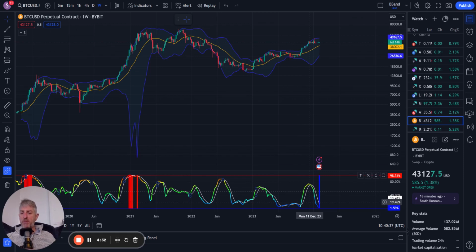The reason I brought it up today is that, as you can see, the BBWP, so the volatility metric, is really low. It hasn't been this low for a while. It was significantly low for a long period back last summer, and it really stayed down low until October, which preceded this breakout move here on the weekly.